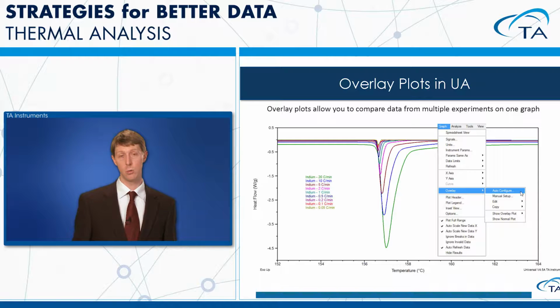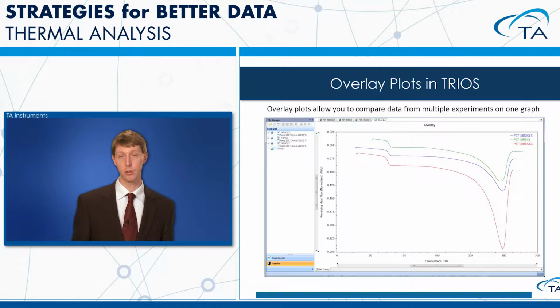So once you create an overlay in Universal Analysis, it's somewhat set there, so you don't have a lot in terms of functionality for changing variables. So you want to make sure that you get your variables set correctly before you create your overlay. Now, in TRIOS, you actually have a much easier method in terms of creating an overlay, and you have a lot more flexibility in terms of manipulating it after the fact.